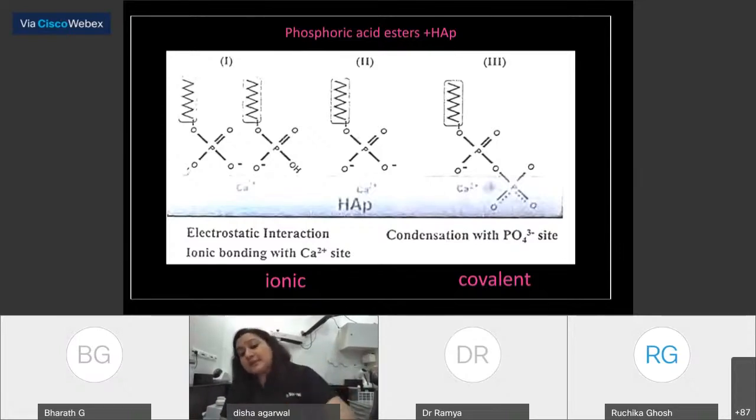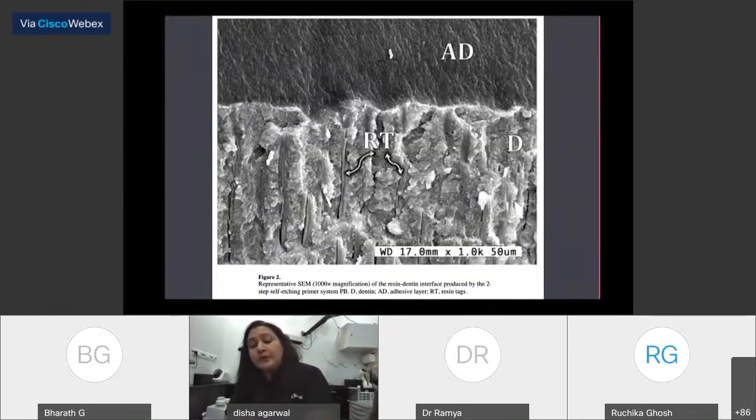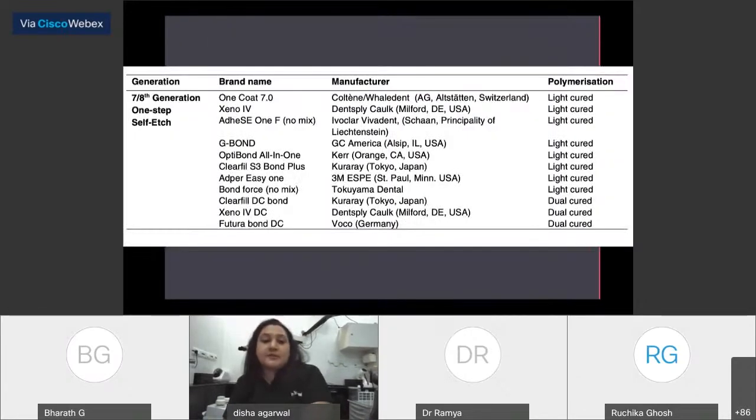So when I say this ionic and covalent bond, does MDP increase my bond strength? No, it does not increase. Addition of MDP does not increase my bond strength. But what it does is it increases my bond stability. Something which is going to die in 10 days will take 2 years to die. That is the role of the MDP.